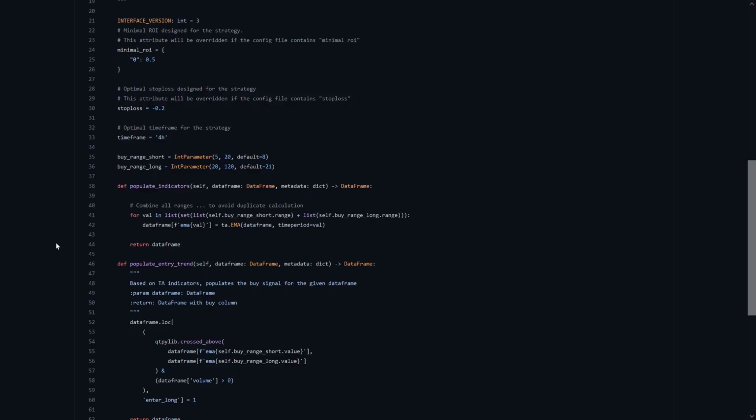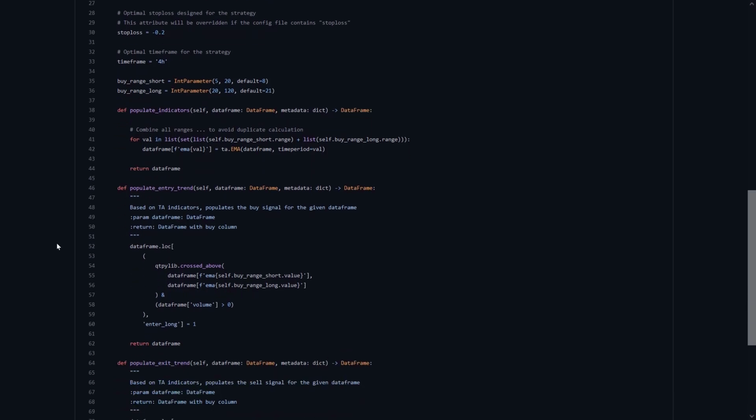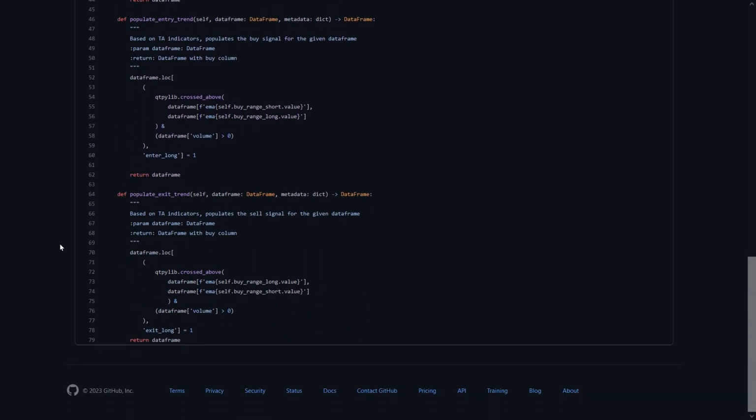The data frame columns are created with a simple for loop statement here, and that will create a data frame column for both the short and long EMA. Now, the buy and sell settings of this strategy are as simple as the rest of the code. The buy signal will be given when the short EMA crosses above the long EMA and the volume of the pair is above 0.